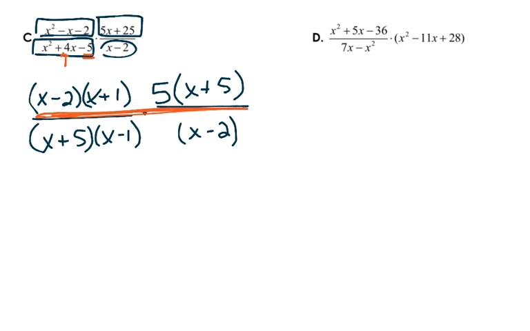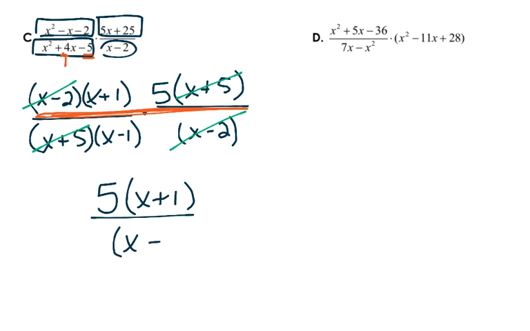We just have to simplify. So look on top, look at the bottom, see if there's anything that will cancel. I've got an x minus 2 in the numerator and an x minus 2 in the denominator. Those cancel out. I also have an x plus 5 in the numerator and denominator. The only thing left over now in the numerator is a 5, x plus 1. In the denominator I have an x minus 1.